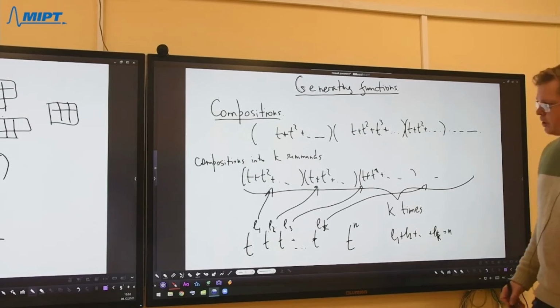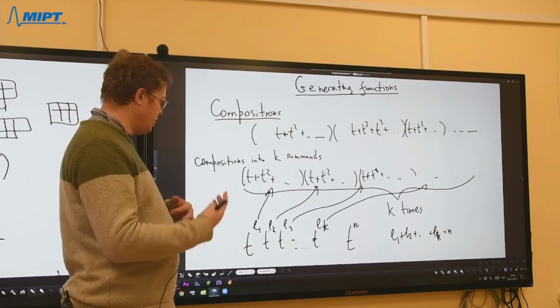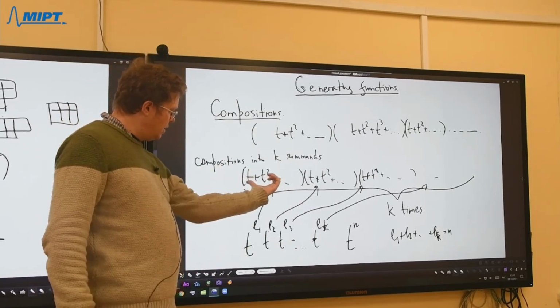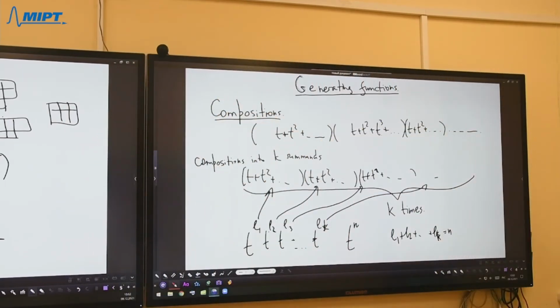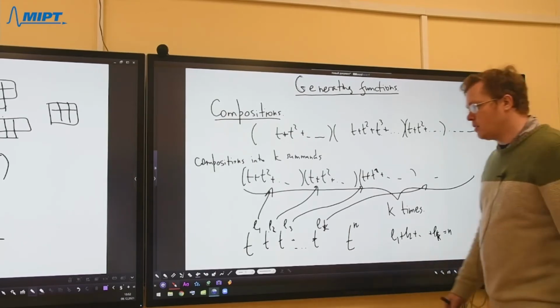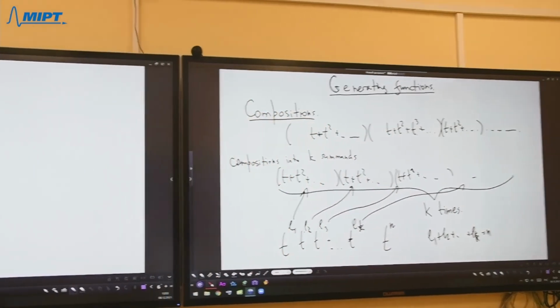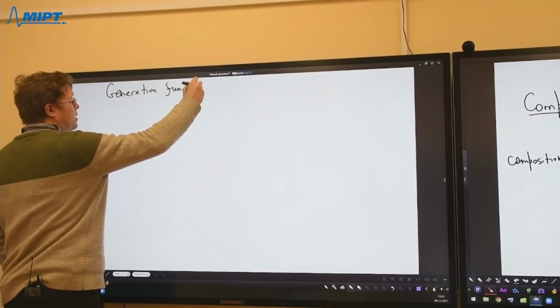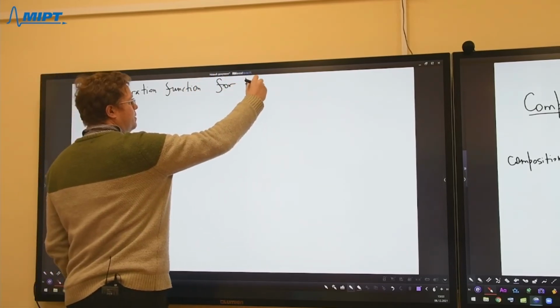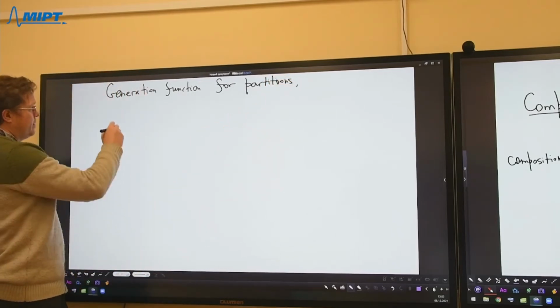So if we want to talk about the generating function for the compositions, we just take such infinite sums, and if we need to calculate the compositions, we just take the product of them. Similar to that, I want to prove that the generating function for partitions, which we don't have a formula for, is this guy.